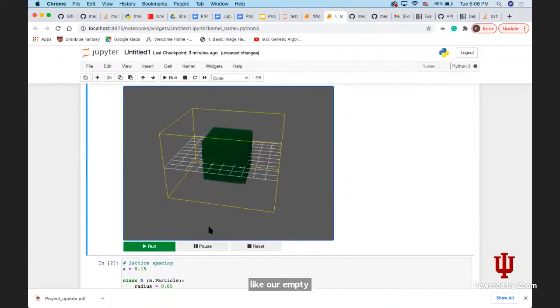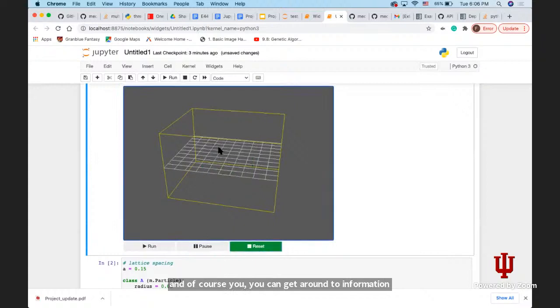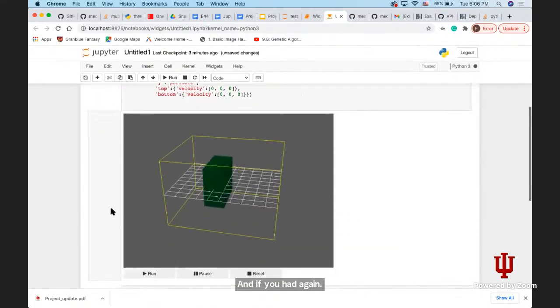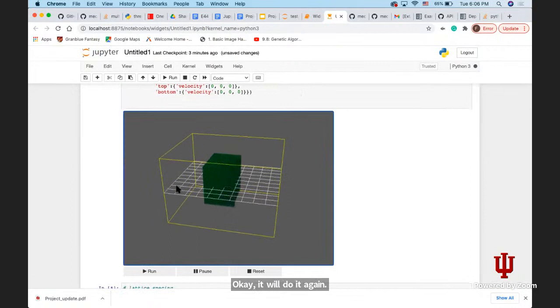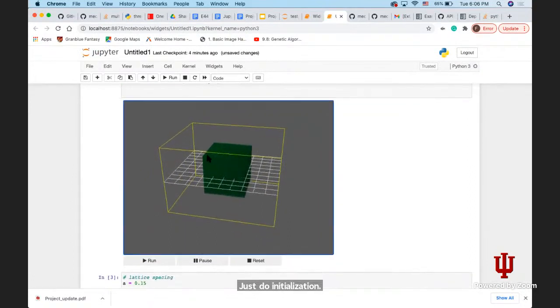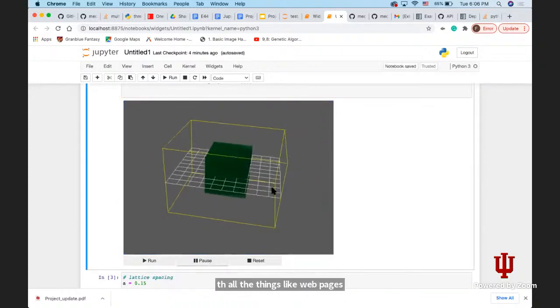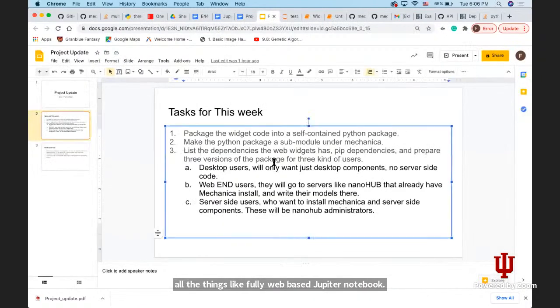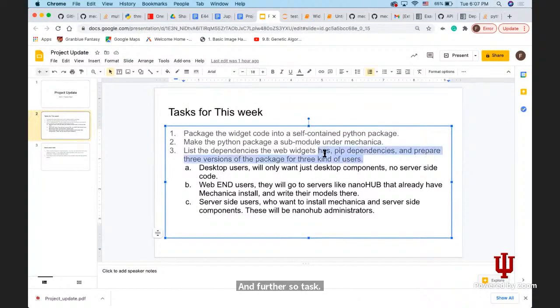And of course you can hit run to run the simulation. And of course you can reset the simulation box by hitting reset. And if you hit run again, okay, it will do the initialization again. So I think it's a very convenient way for them to play with all the things in the web-based Jupyter notebook.